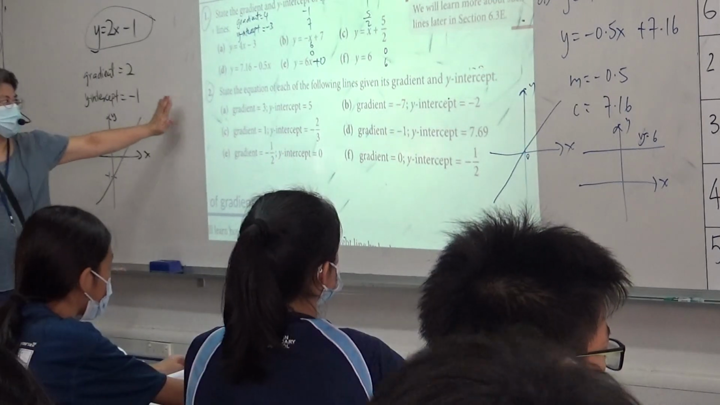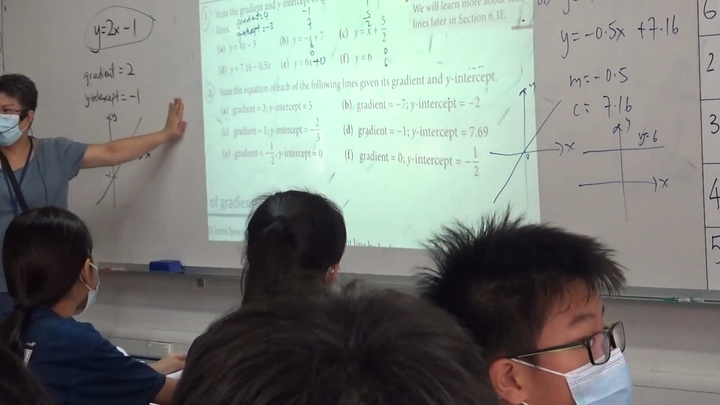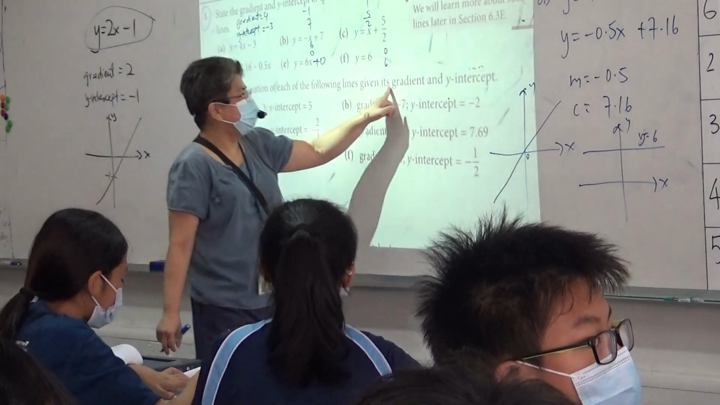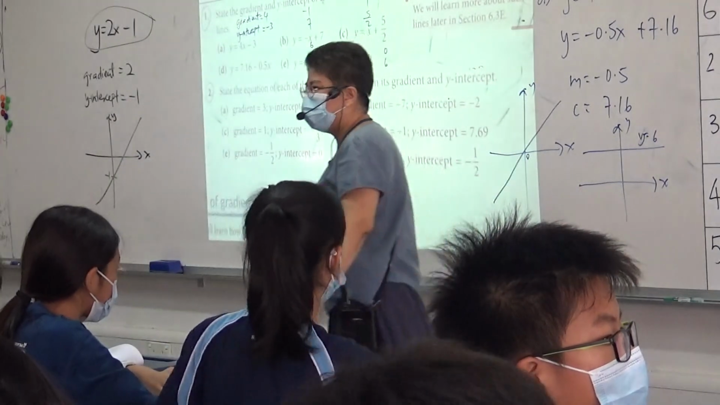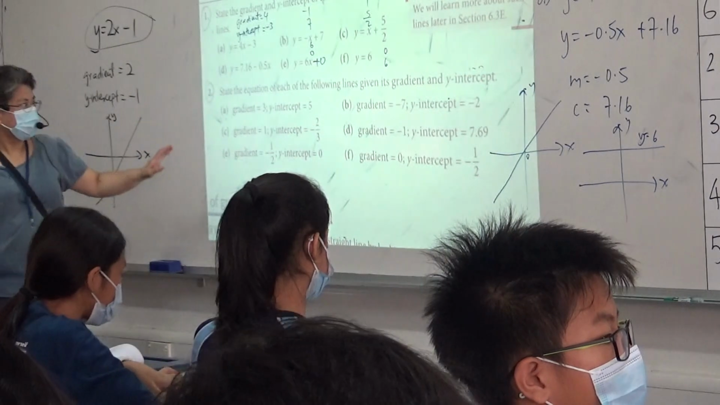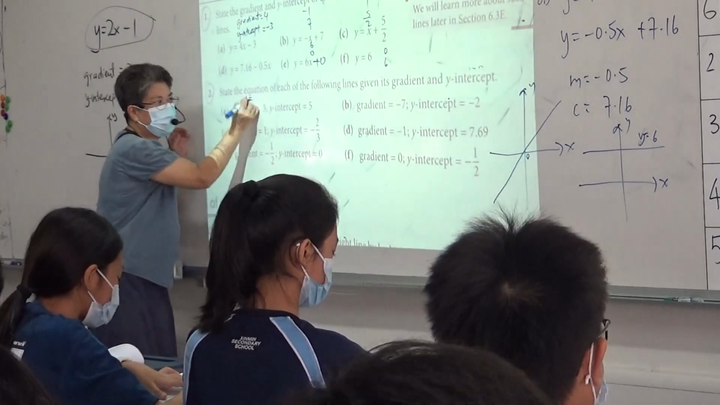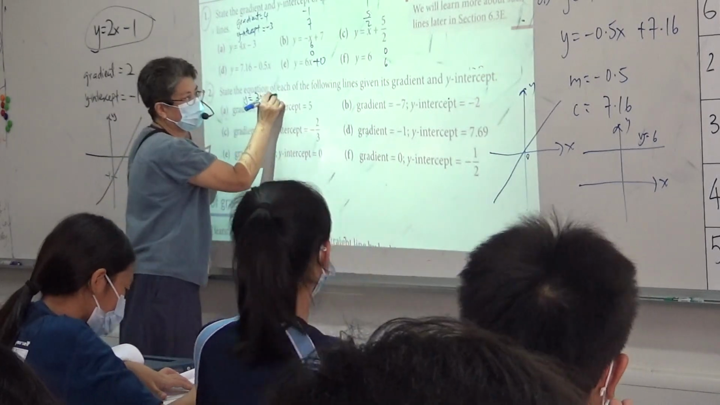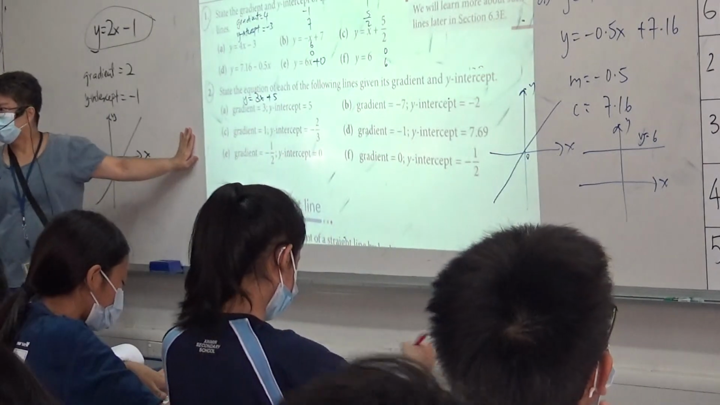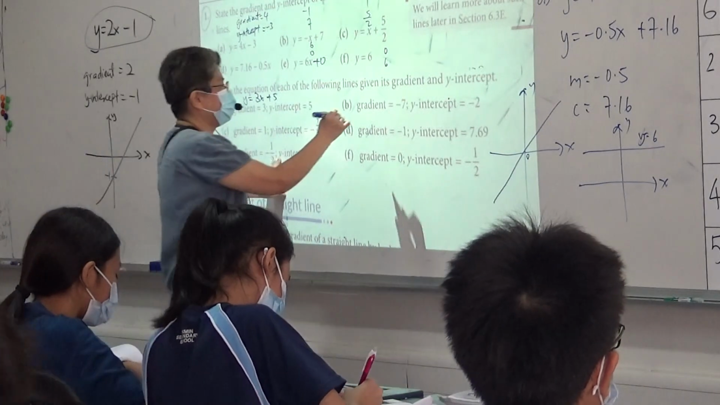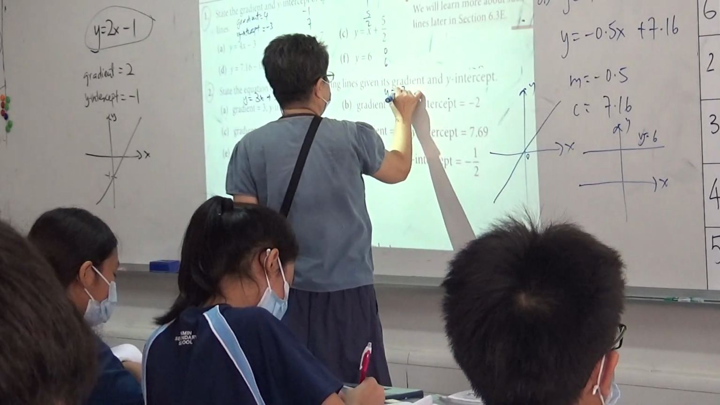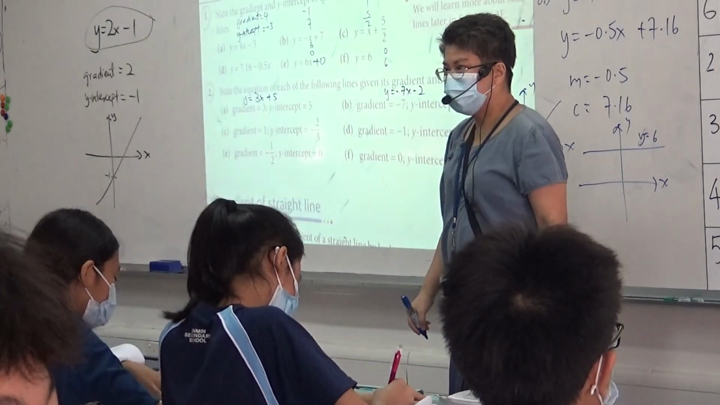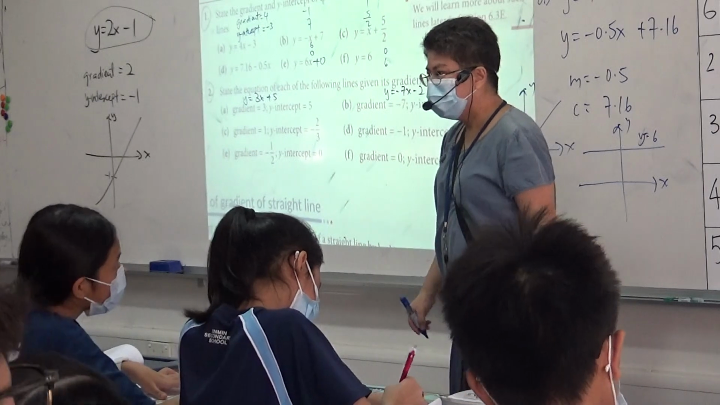Okay, now. Number 2. All of you look up. State the equation of the following lines given its gradient and y-intercept. All of you look up. Take a pencil and write. What will be the equation of the first one? Y equals to what? 3x plus 5. How about the second one? Negative 7x minus 2. Can you see it now? Yes or no? Yes. This is an equation.